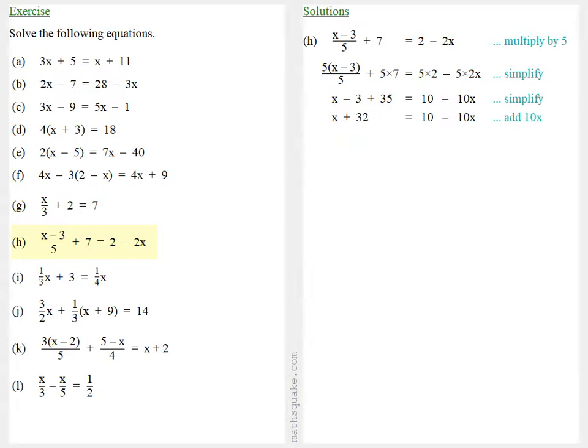Now if we add 10x to both sides, that'll give us 11x plus 32 equals 10. And if we subtract 32 from each side, we'll have 11x equals minus 22. So if we divide by 11, we have x is minus 2, and that's our solution.